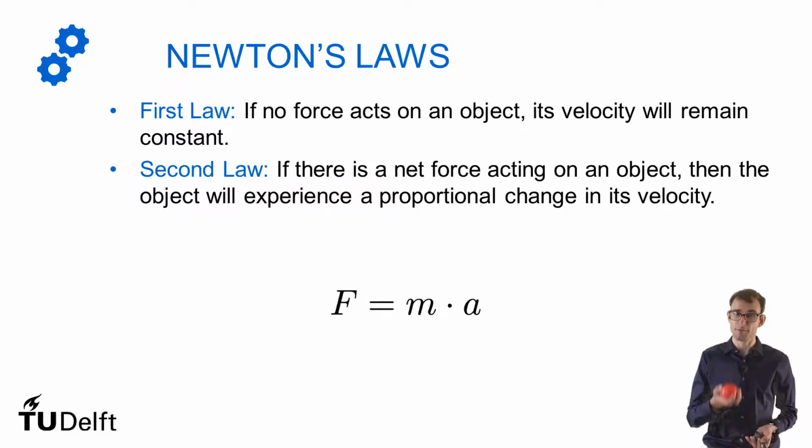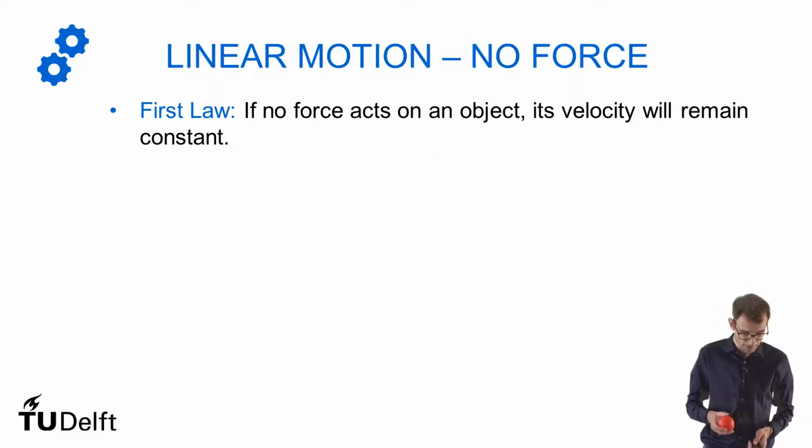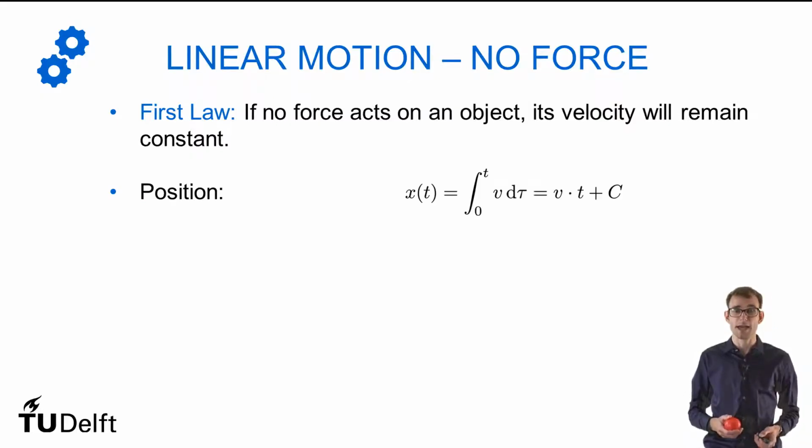So what does that mean for our ball? Well, first, let's look at the simplest case. If there is no force acting on the ball, Newton's first law tells us that its velocity will remain constant. So we have a very simple equation. Velocity is constant. If we want to know the position, we have to integrate the velocity. And we want to know the change in position.